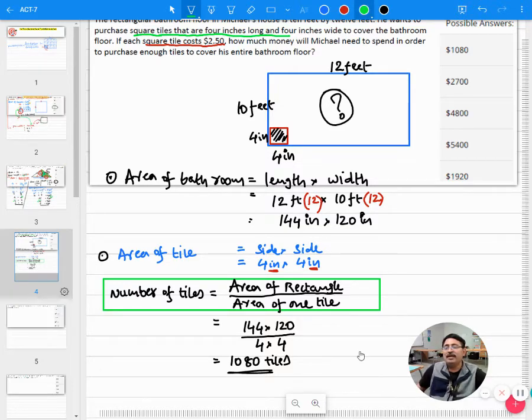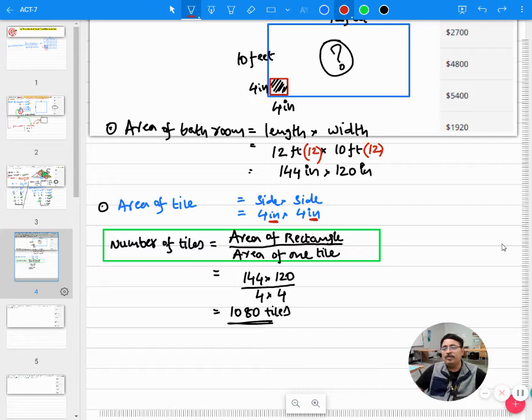It says that each tile is costing $2.50. It's a very simple example. Let's say that the cost of one burger is $2. What is the cost of three burgers? 3 times 2, that is 6. Right.